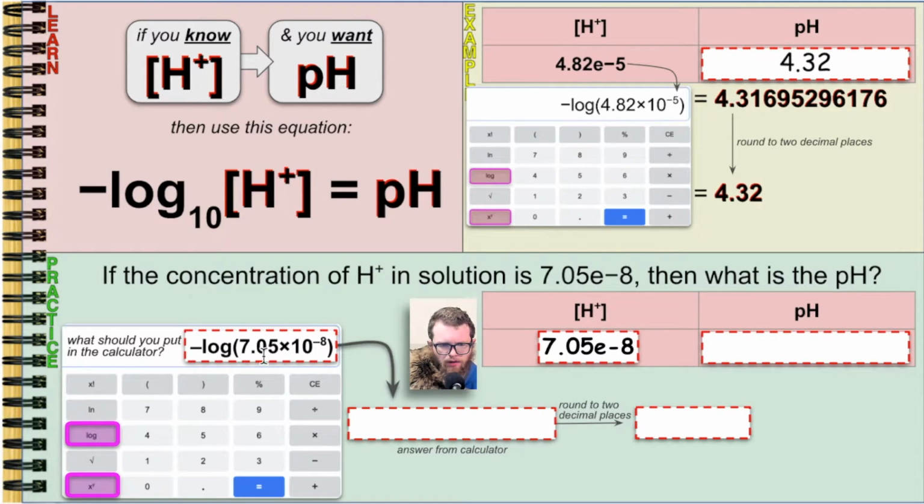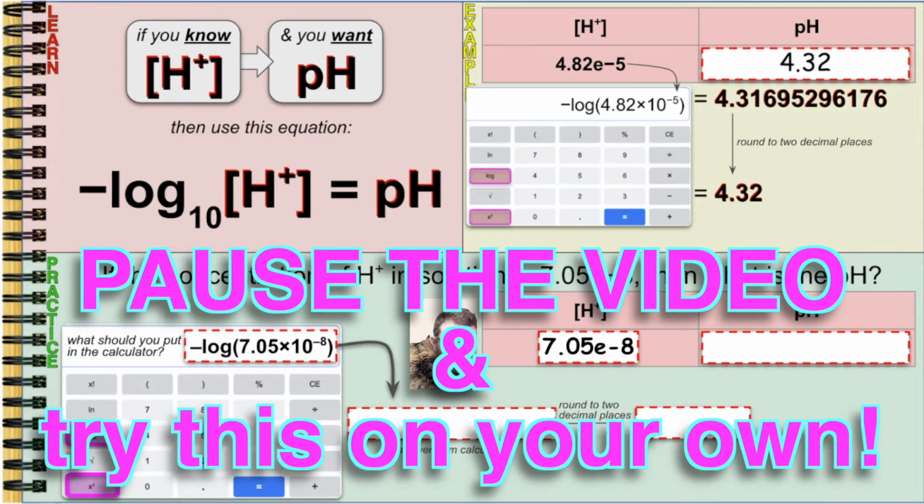So after I put all that in the calculator, just like that, I should get a number with a long decimal. It's going to be a positive number. It's going to be a positive number between 0 and 14. If you didn't get a positive number between 0 and 14, you typed it in wrong. Make sure you're using times 10 to the negative, and whatever this is here, and not the E key on the calculator. So pause the video now and work on this slide.